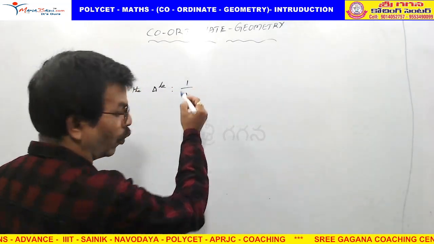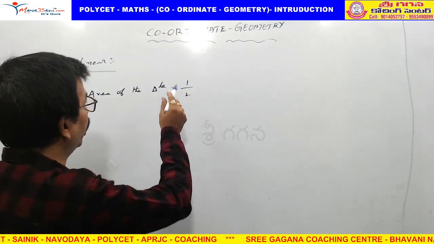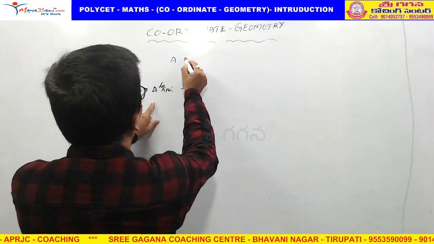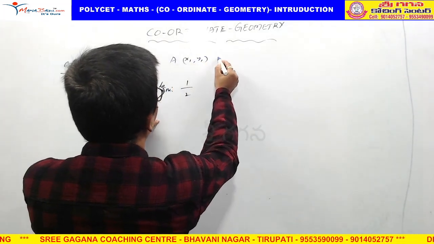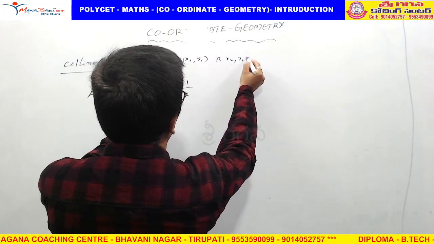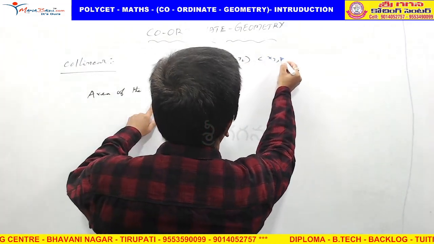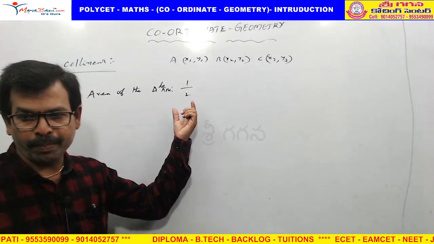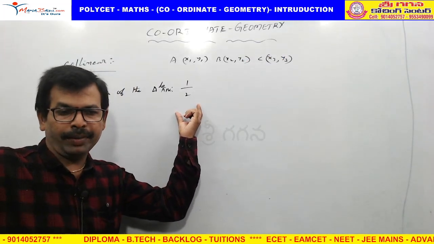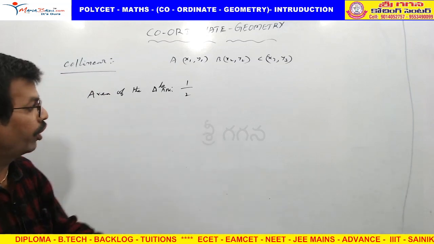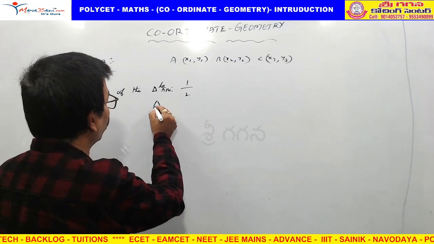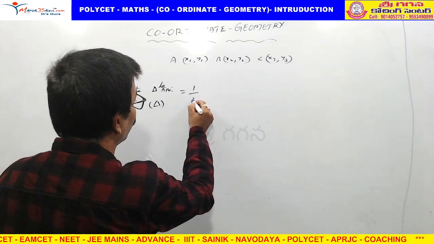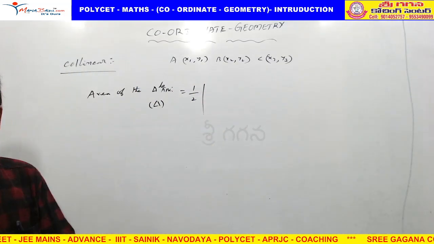one by two into, for example, if you take any three points, a triangle means ABC you have to take. So A is x1 comma y1, B I am taking x2 comma y2, and C x3 comma y3. This is a very important formula. Until BTech also this formula will come. The area of the triangle, denoted always by delta, equals one by two, modulus will come, area always a positive value.